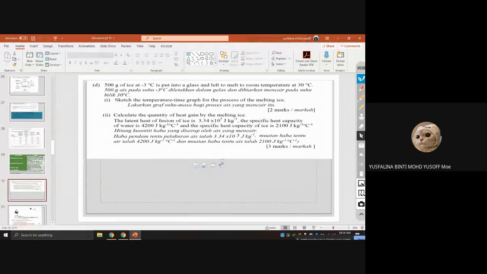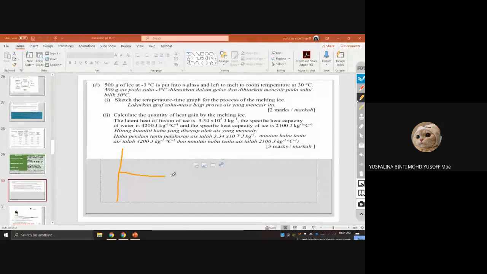Alright, next one, D1. This is the last question before I stop. Sketch the temperature-time graph for the process of melting ice. The question says 500 grams of ice at negative 3 degrees Celsius is put into a glass and left to melt to room temperature at 30 degrees Celsius. So you have to sketch the temperature-time graph. At this state it is at negative 3 degrees Celsius, so you draw a graph here.